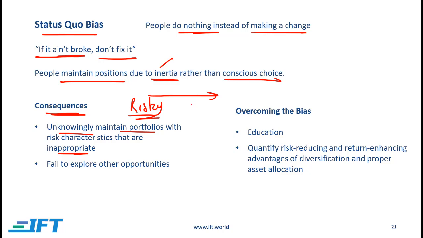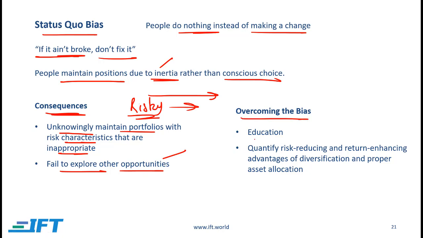However, due to the status quo bias, we might just maintain this risky portfolio, and it essentially then has risk characteristics that are inappropriate given our current circumstances. Another consequence here is that we fail to explore other opportunities. So we just stick with what we have, stick with our positions, and don't consciously try to look for other opportunities that make more sense.